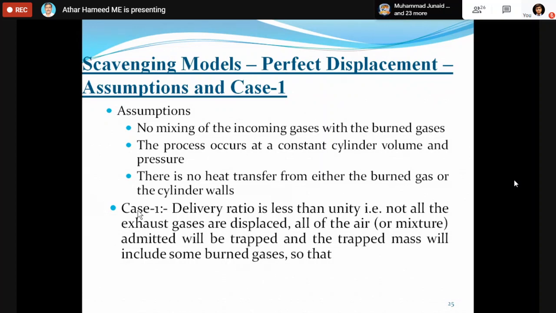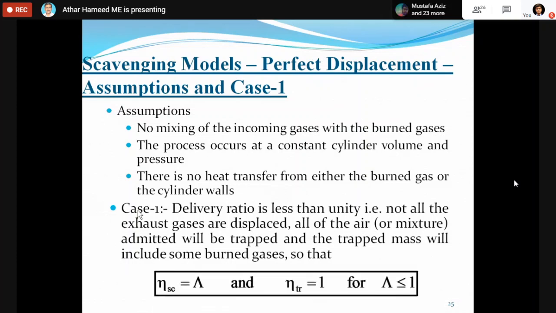So whatever we have inducted is available, it is trapped. It is also an ideal case because in reality some of it will go out. But we are saying that in this case one, whatever we have inducted is trapped inside. So scavenging efficiency equals the delivery ratio. Trapping efficiency is one. Whatever we have delivered is trapped inside the cylinder.